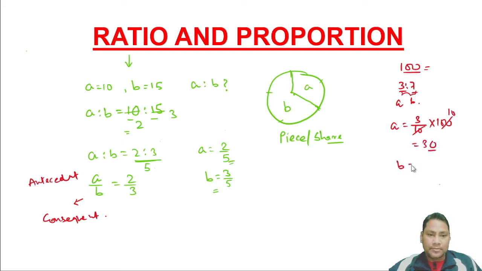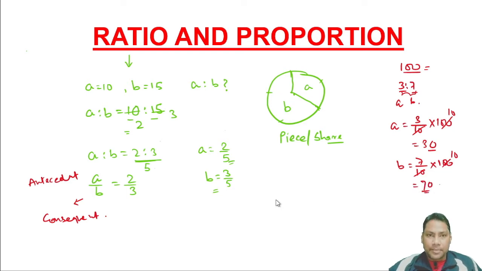Likewise, the share of B will be 7 divided by the sum of the numbers, that is 10, multiplied by the total, 100. It becomes 70. So this is the basic of ratio.